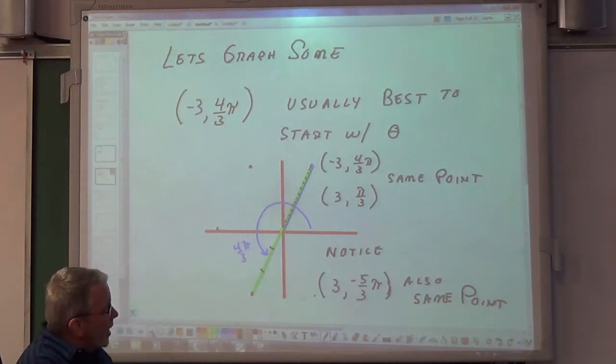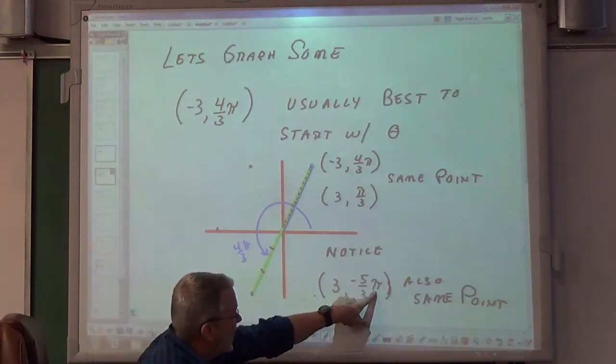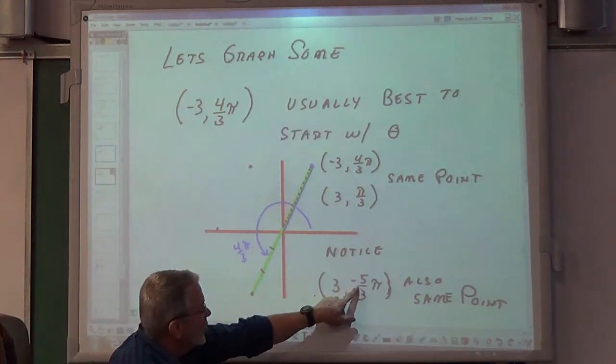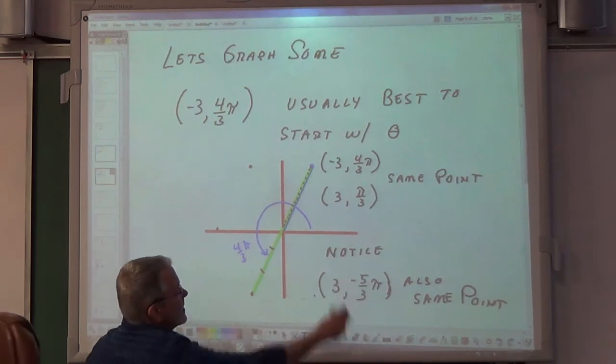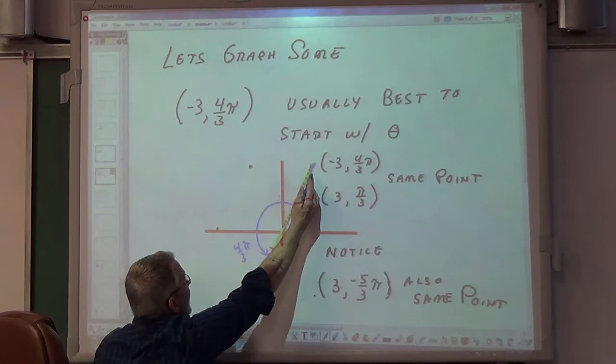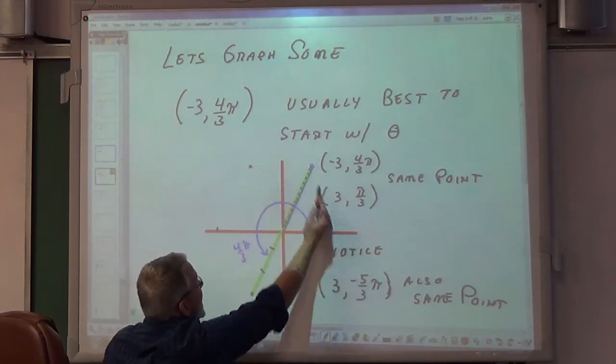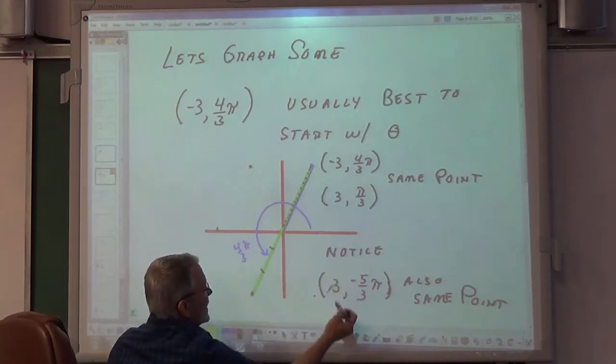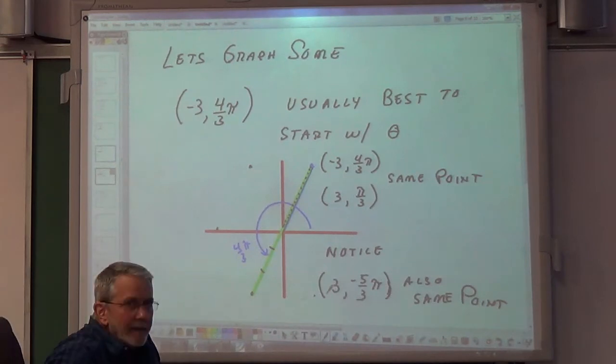You can notice here also that (3, -5/3 pi) is the same point. Go to negative 5/3 pi: 1/3, 2/3, 3/3, 4/3, 5/3 in the opposite angle direction. I'm out here at 5/3 and I go out 3. (3, -5/3 pi).